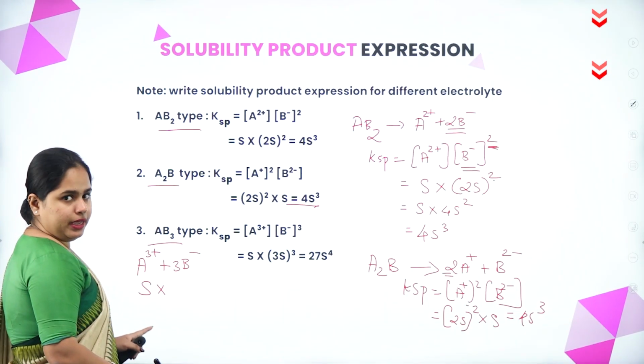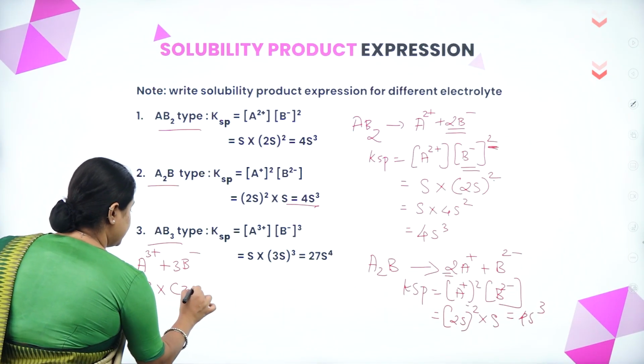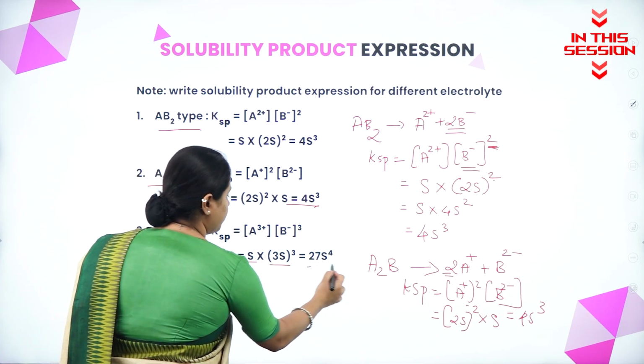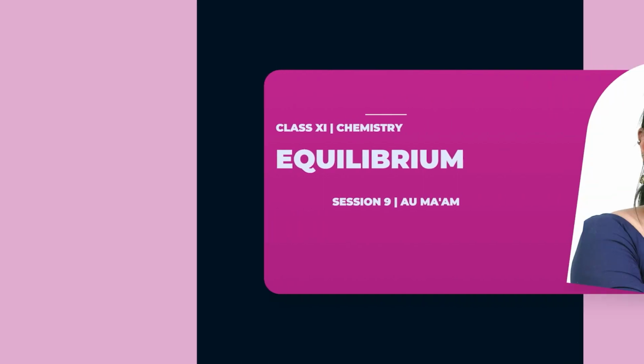Here the solubility will be S itself, here the solubility will be 3S, and in the power you will have a 3 as well, right? So S into (3S) cubed, that will be 27S raised to 4.